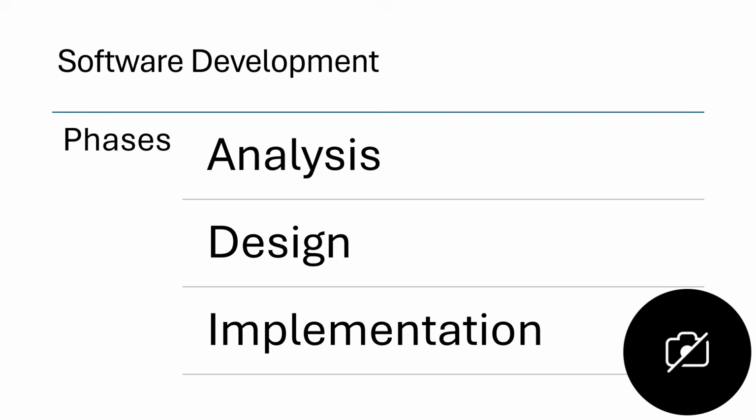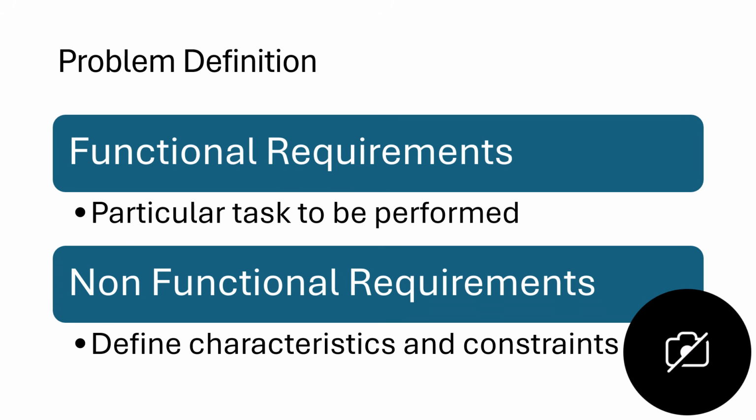The second and third steps are towards how and what you're going to develop. We are going to design the software, and then implement the software in a particular language. So that's problem definition, and this is done with the help of analysis. In the software development phases, the first step is analysis. Why do we analyze? To define the problem, to define what I'm going to do.